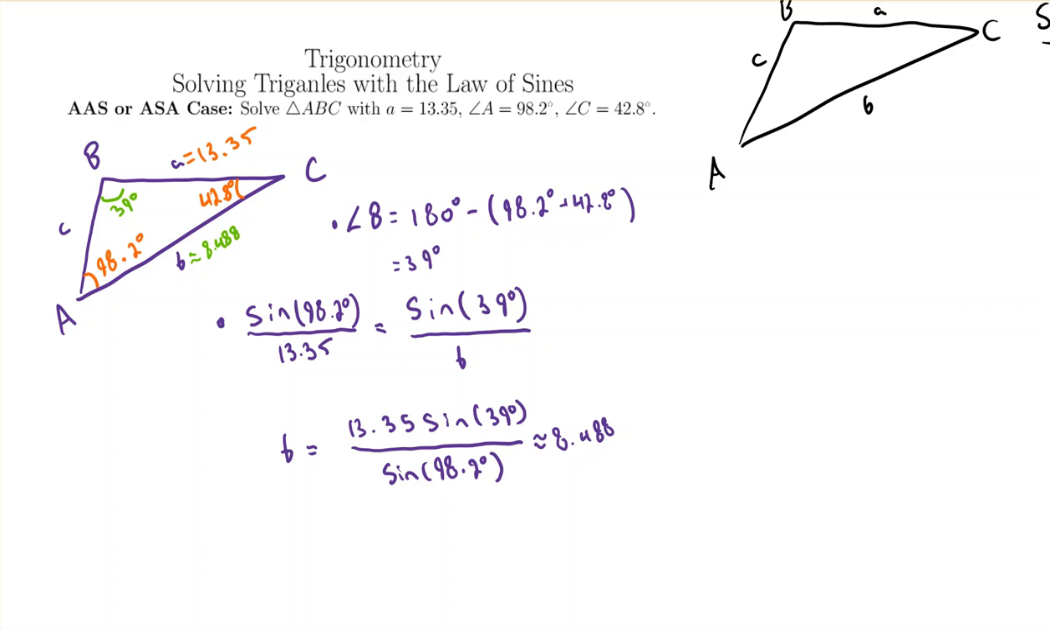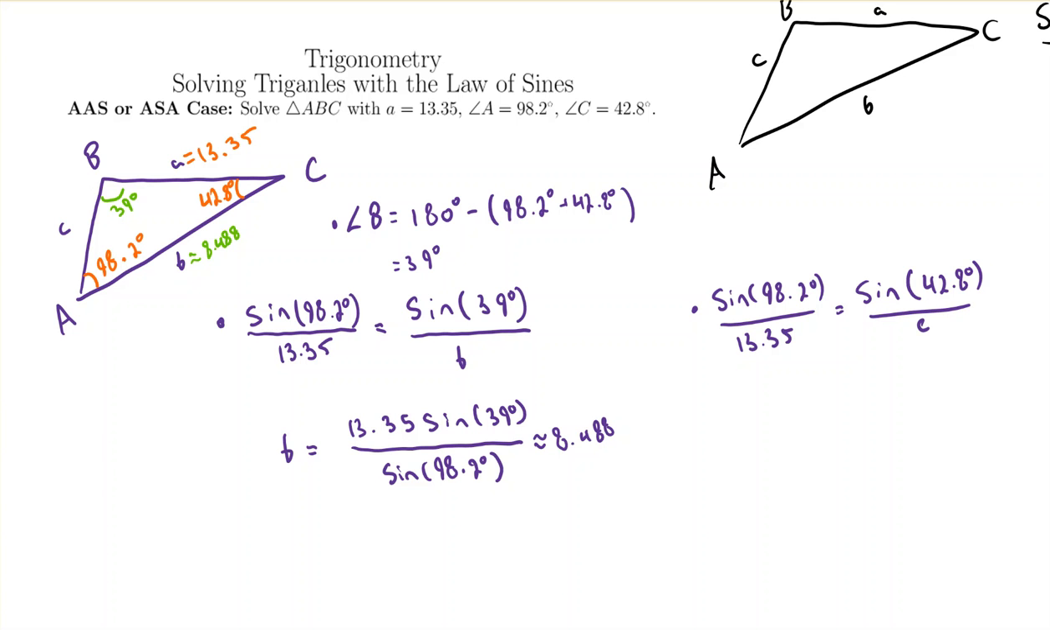And then I just need to do the same thing to solve for angle C. And I like to start with the angle and the opposite side length I knew before. That way I'm not using any rounded values. So again, I'm going to start by writing sine of 98.2 degrees divided by 13.35, because it's exact. I have not rounded anything. I will set that equal to sine of angle C, so 42.8 degrees, divided by opposite side length c.